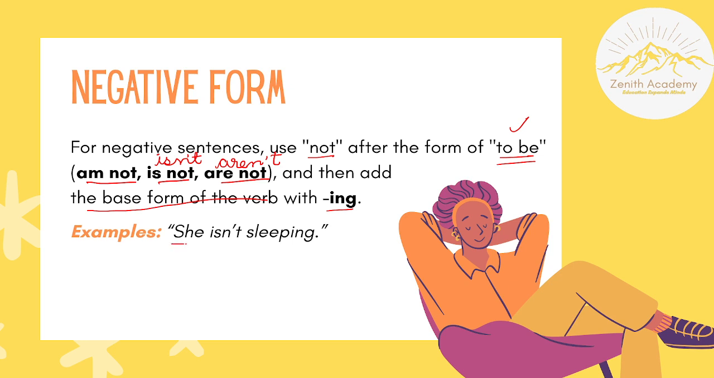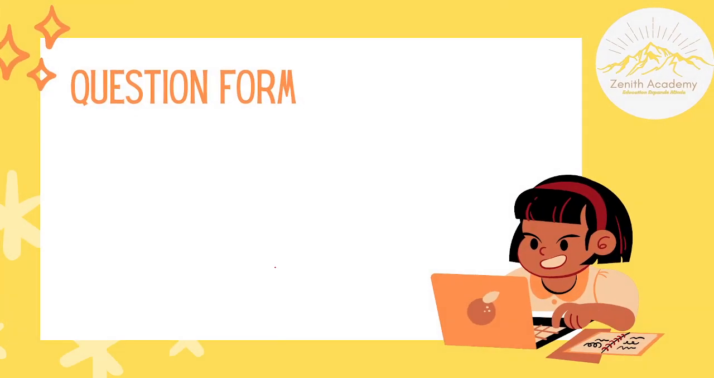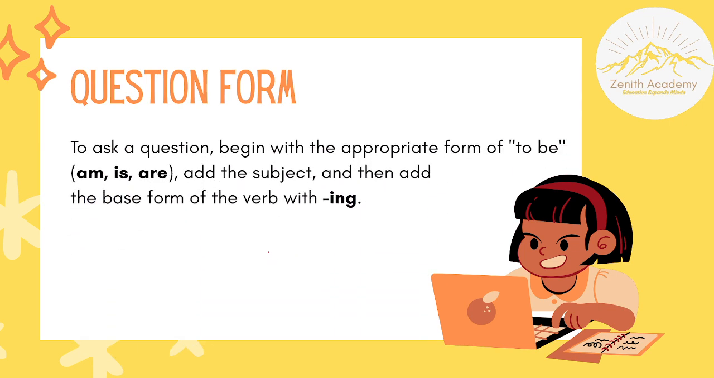Let's begin. She. So with she we use is not. She is not. Yes, she isn't. Then base form of the verb plus ing. She isn't sleeping. They aren't watching TV. So with they you use are. So they are not. So they aren't, watch plus ing. They aren't watching TV. Let's see the question form now.